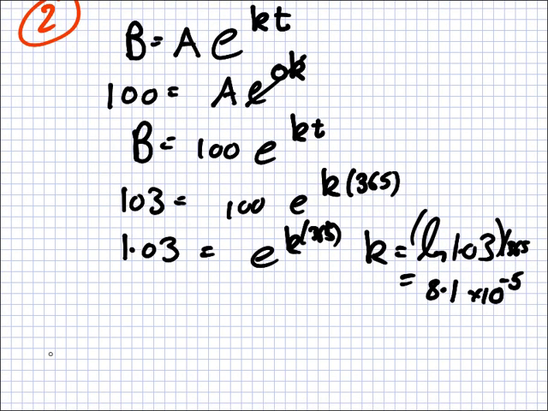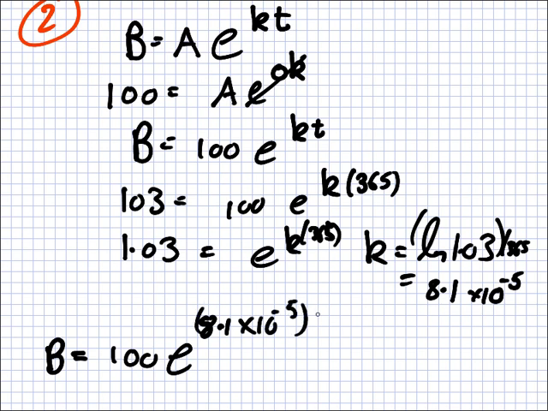So lastly, you want the bank balance after a year and a half. So that's 100 e to the 8.1 times 10 to the minus 5, times whatever a year and a half is in days. 547 days, is it? Yep. Okay, and then this is 104.53.